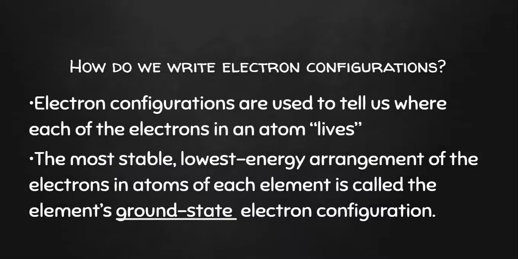Now, let's talk about how we write electron configurations. Electron configurations are basically used to tell us where every electron in an atom lives, okay? The lowest energy arrangement of electrons is called the ground state configuration. Every electron configuration we do in this class is going to be a ground state electron configuration. I'm telling you that so if you see it, you're not alarmed. The ground state is just the normal electron configuration.